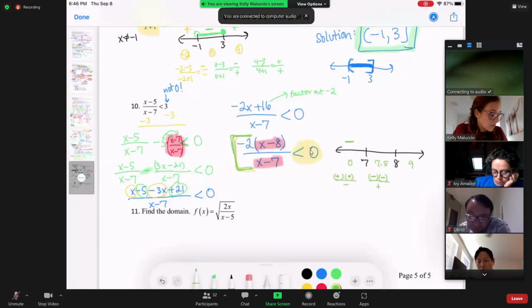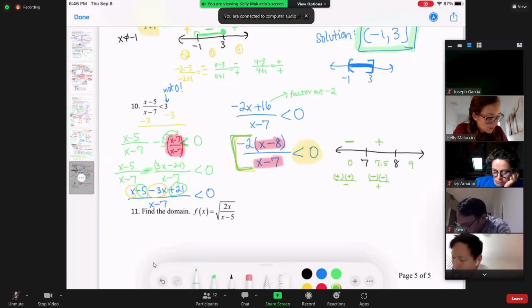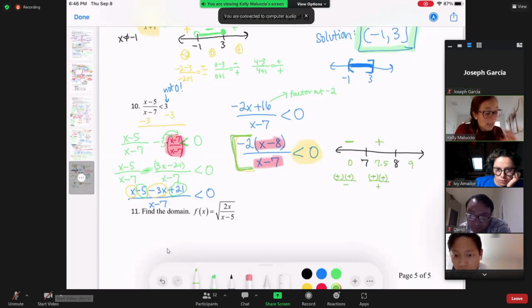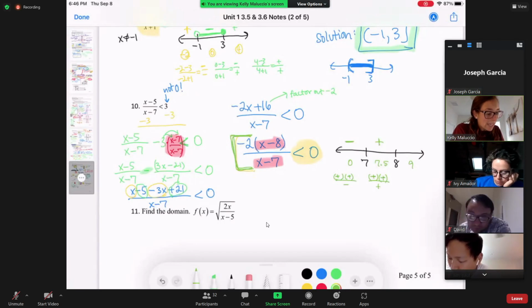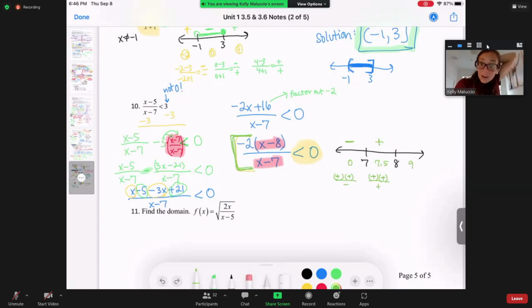Positive. Recording in progress. So now I switch and I'm positive. And I will say the majority of the time at each of these critical points, the sign should switch, but that is not always true. So just be careful. That's why we check.